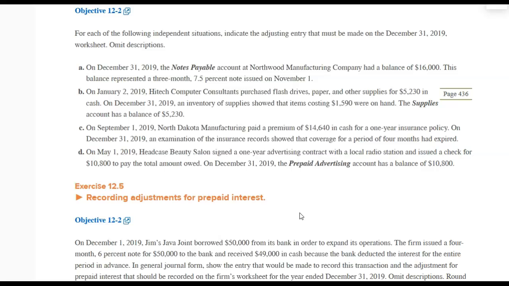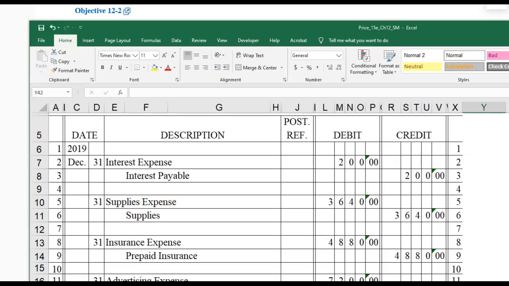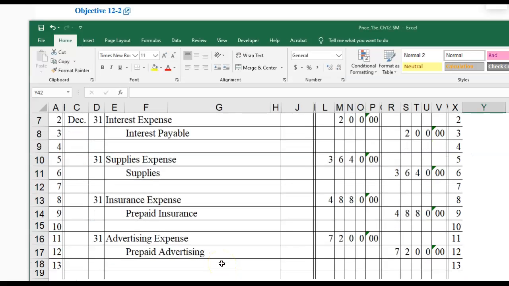That means 8 times the monthly cost should bring us $7,200. So that would be $7,200 in advertising expense. Let's look at our journal. We have advertising expense, $7,200, and prepaid advertising goes down by $7,200. It's not so bad.